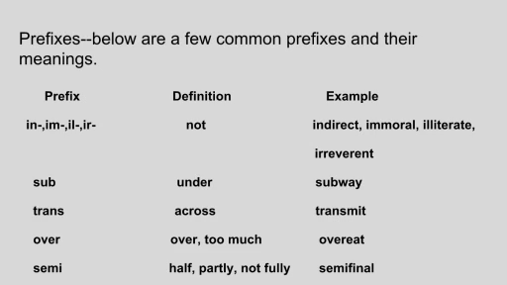An example of a word with it would be subway. Next is trans, T-R-A-N-S, which means across. An example would be transmit, to send across. Over is another prefix that means over or too much. An example is overeat, which means you would eat too much. And semi, which means half, partly, not fully. An example would be semi-final. Not the final, but the part leading up to it, the semi-final.